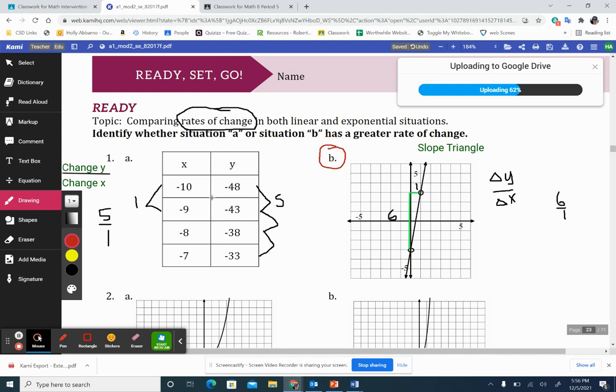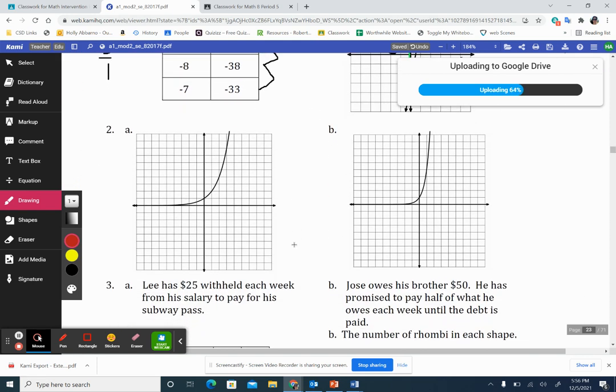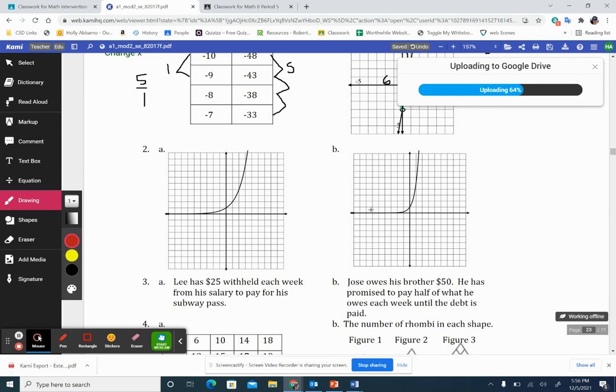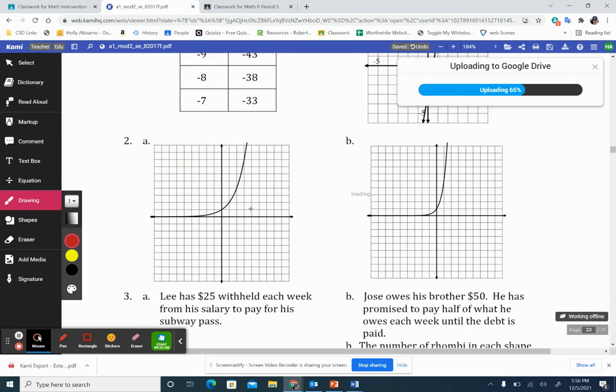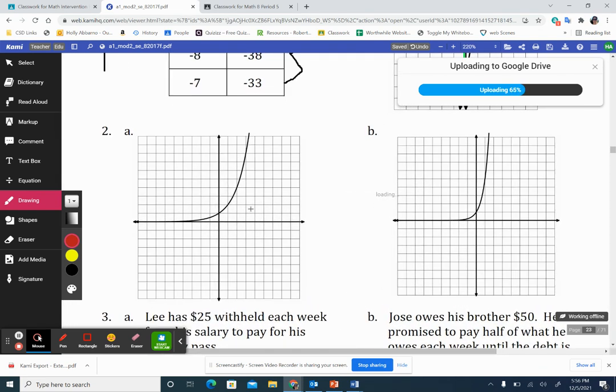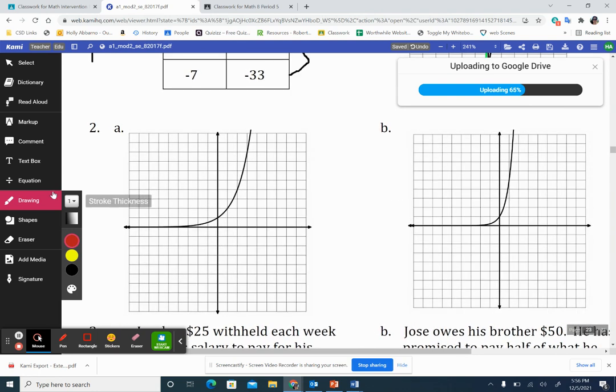6 for everyone is a greater rate of change than 5 for everyone. Okay, let's go ahead and try the next one, A and B. All right, so we're going to take a look. We're going to find those perfect bullseyes, and then we're going to turn it into a table.